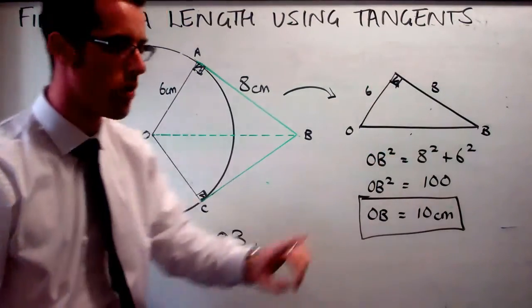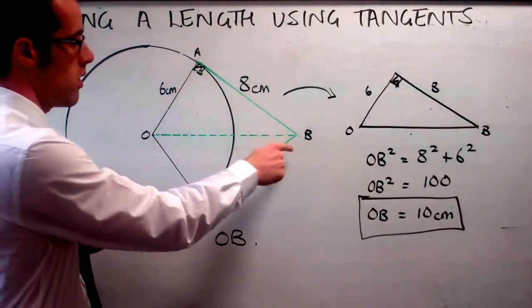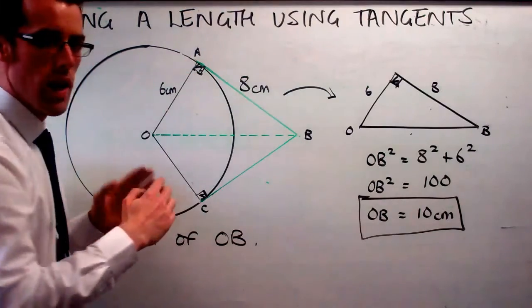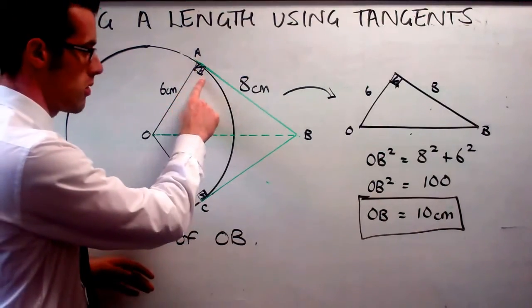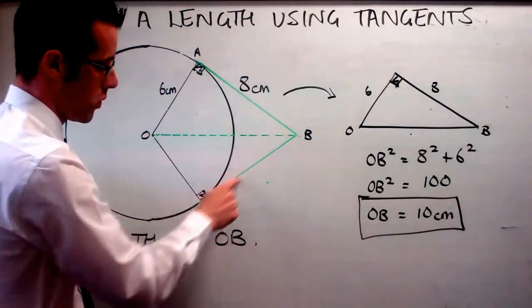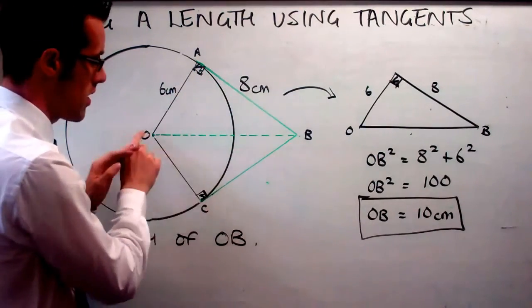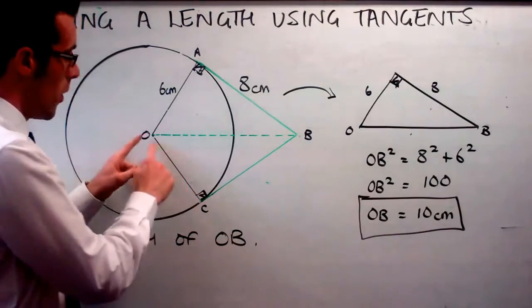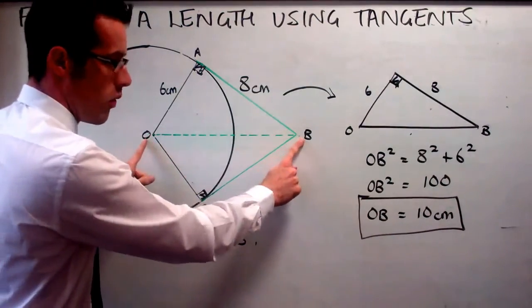Alright? So just to go through it one more time. We've used tangent and radius intersect at right angles. So that's a right angled triangle here. And then we've got one here. We're going to ignore this one. We don't really need it. It's an exact copy of this. This is a line of symmetry. But we are asked for the length of OB.